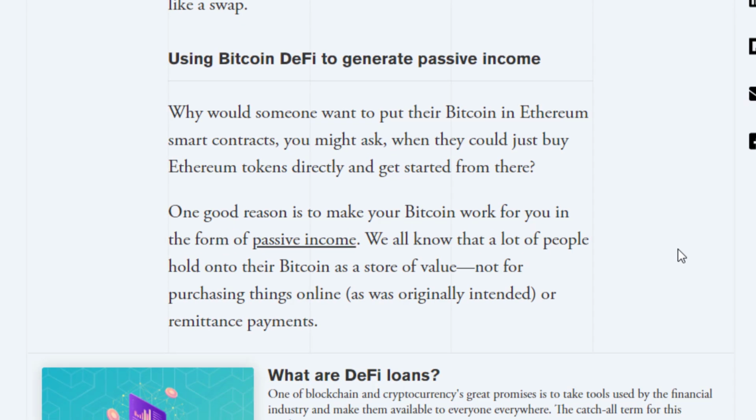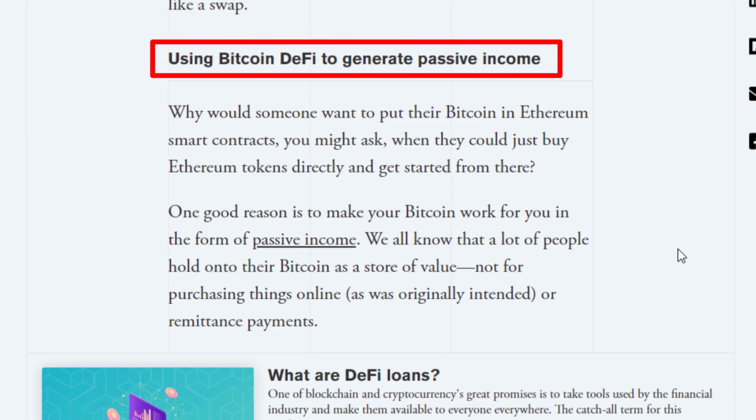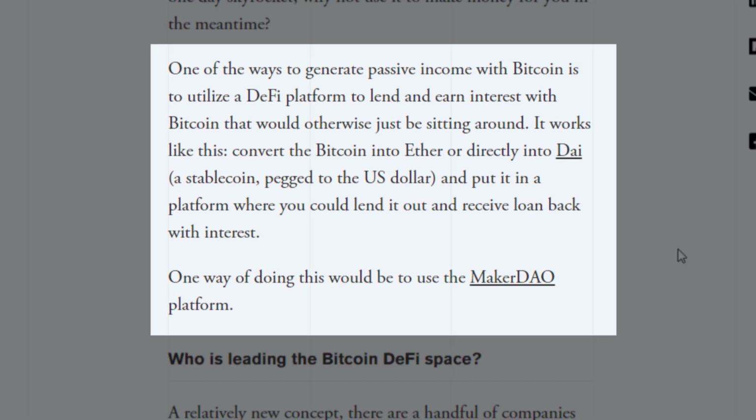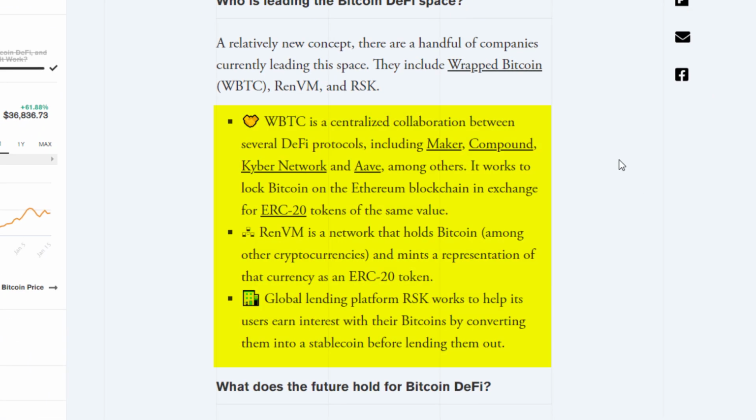And again, why would you want to do this? Well, Bitcoin DeFi can generate passive income, and we all want passive income, don't we? So one of the ways to generate passive income with Bitcoin is to utilize a DeFi platform. It works like this. You convert the Bitcoin into Ether to lend and earn interest with Bitcoin. So one of these platforms you can then use is MakerDAO, but they are definitely not the only one. You could use Compound, Kyber Network, Aave. There are so many great DeFi platforms out there to use.